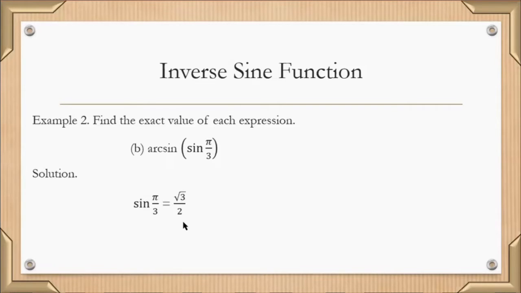Approximately, that is 0.8660. Square root of 3 over 2 is 0.8660. Then, substitute na natin itong value ng sine pi over 3 dito. So, ang mangyayari ngayon ay magiging arc sine of square root of 3 over 2, kasi sinubstitute na natin yung value ng sine pi over 3.